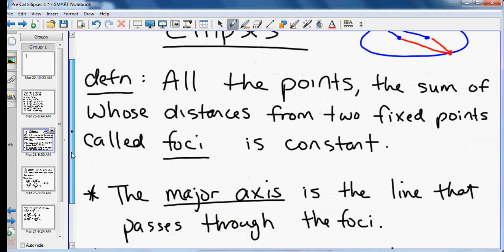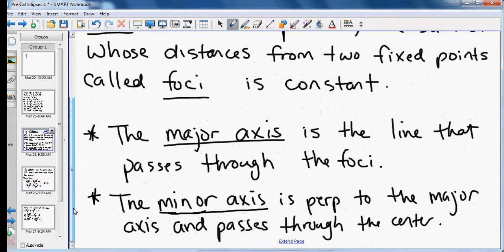Now we do have two important pieces we have to talk about, and that's the major axis. That's the line that passes through the foci, and the minor axis, which is perpendicular to the major axis and passes through the center.